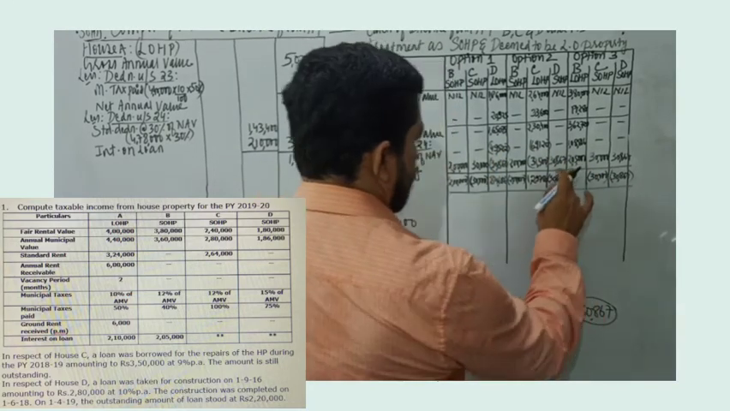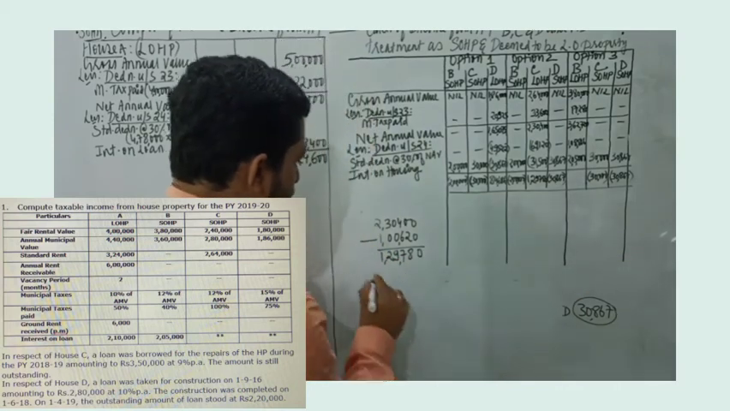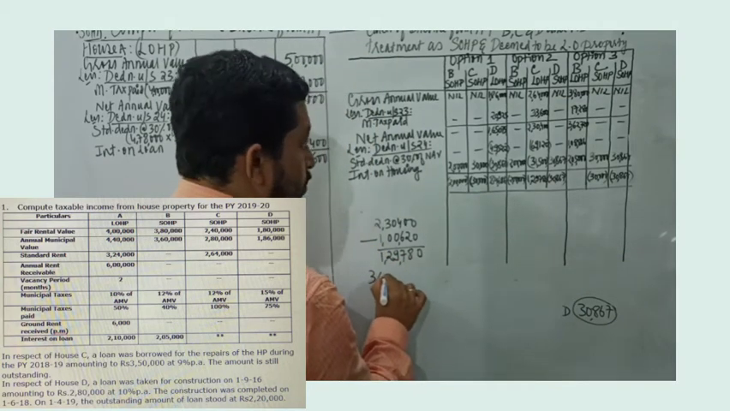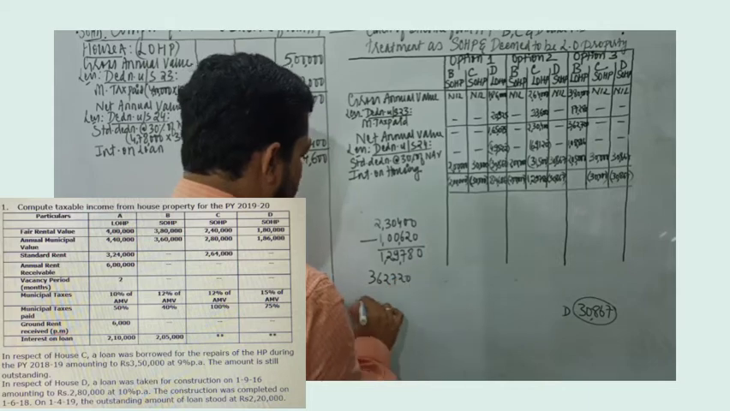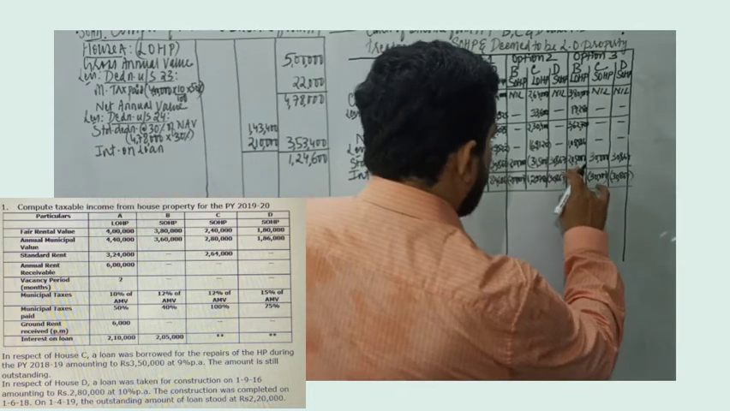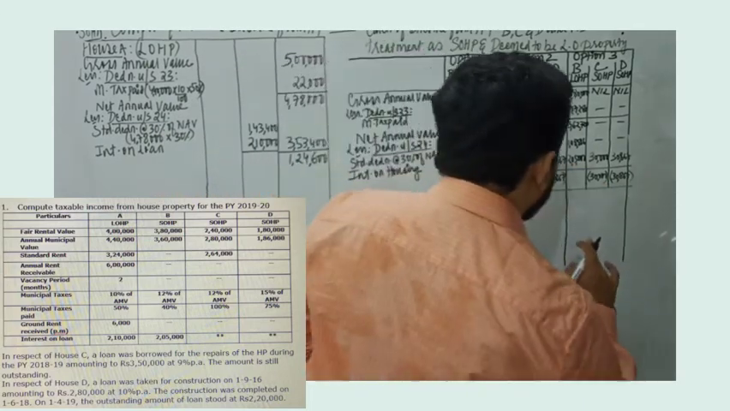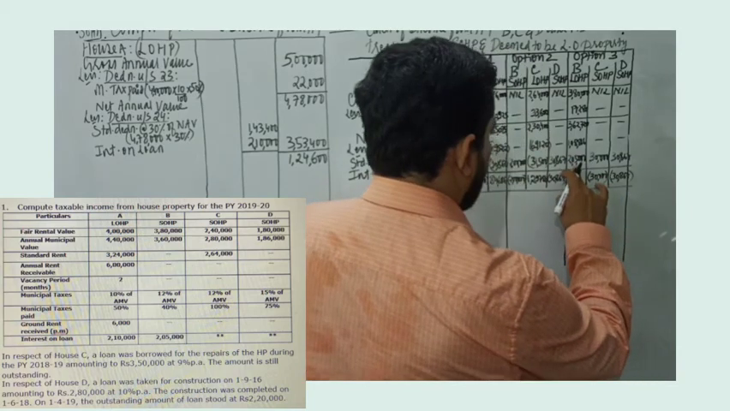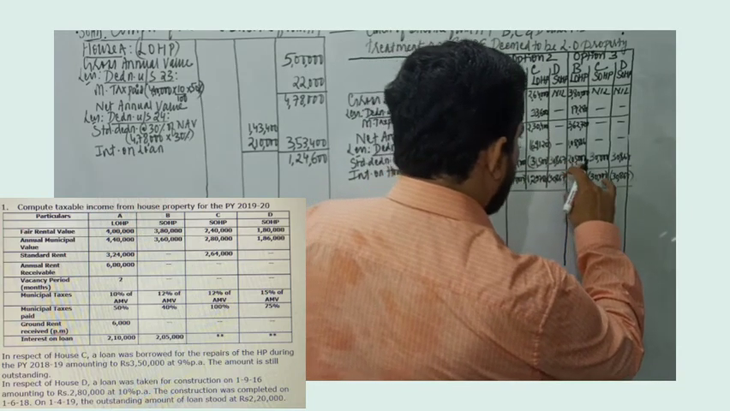Remember? Then the last one, as far as house D is concerned, we have 3,62,720 minus these two numbers, 1,08,816 and 2,05,000. So that will be 3,13,000.